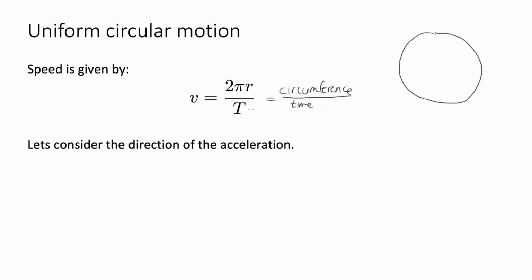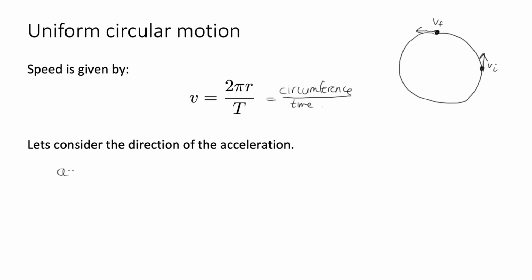So that makes sense. But now let's consider the direction of the acceleration. We'll do this more formally later, but we can do this fairly intuitively. So let's draw the velocity at this point. As it's going around in the circle, the velocity is a tangent to the circle. And then at this point, the velocity is a tangent to the circle as well. So let's call this our initial velocity, and this our final velocity. And let's work out the acceleration between the initial velocity and the final velocity.